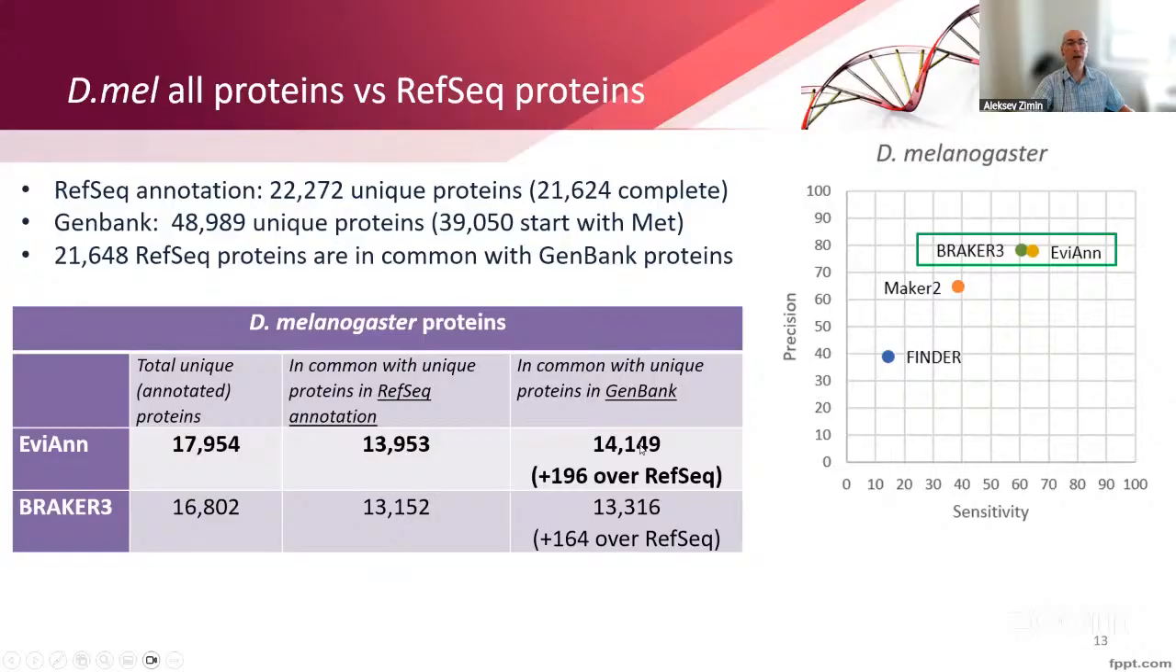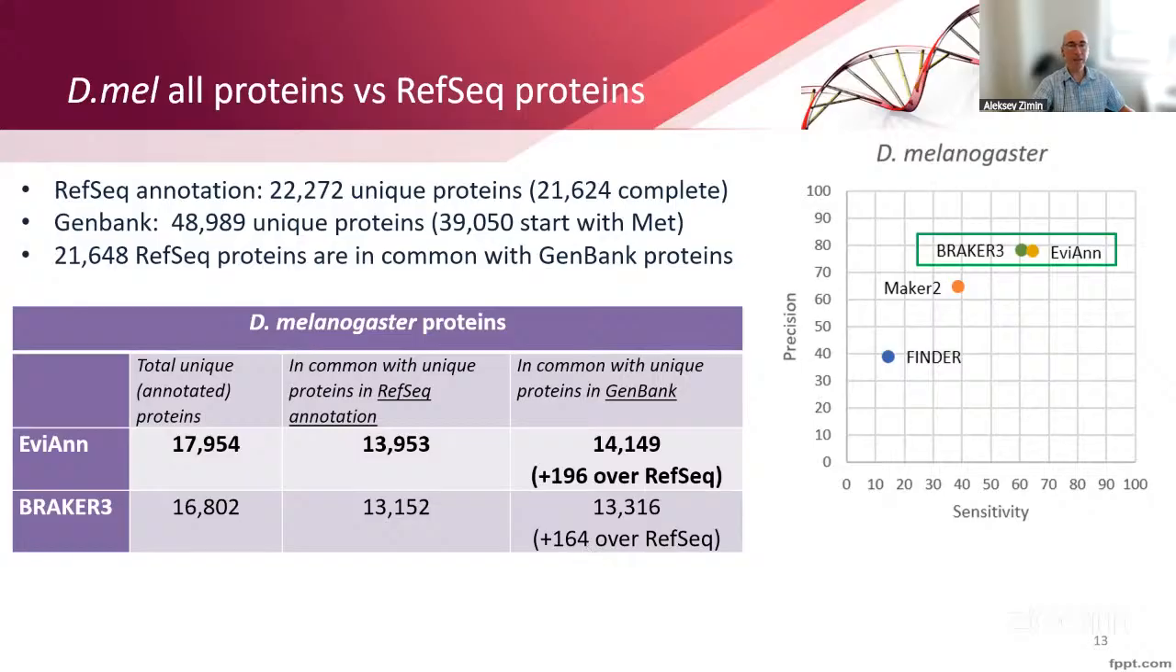But then when you add all Drosophila melanogaster proteins that are also in GenBank, you see that some proteins that these pipelines annotate, but that are not in RefSeq, are actually present in GenBank. And EviAnn gets 196 more proteins that are present in the EviAnn annotation, but not present in RefSeq, but are present in GenBank protein databases, and Breaker3 gets 164.